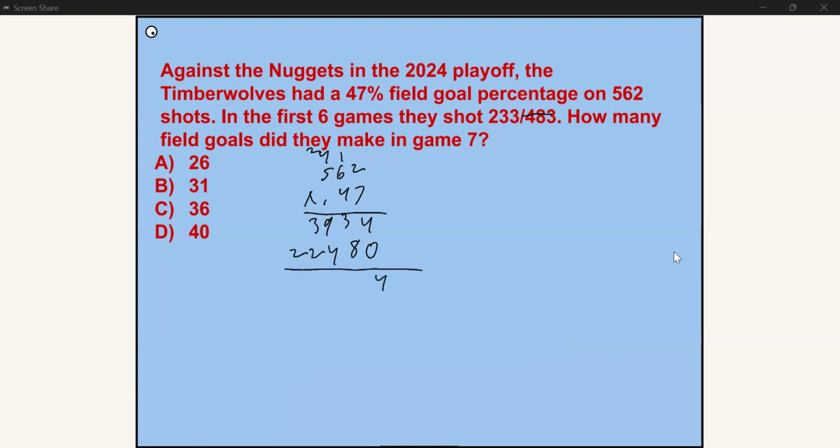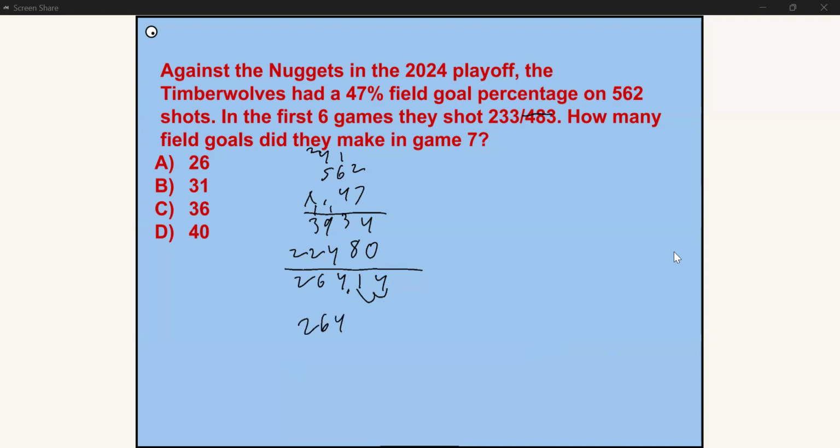So then we add. 4 plus 0 is 4. 8 plus 3 is 11, so 1. 1 plus 9 is 10, plus 4 is 14, carry the 1. 3 plus 1 plus 2 is 6. And then we have 2. And then we can do the decimal 2 to the right. So the 47% was probably rounding. So we get 264. 264 shots they make.